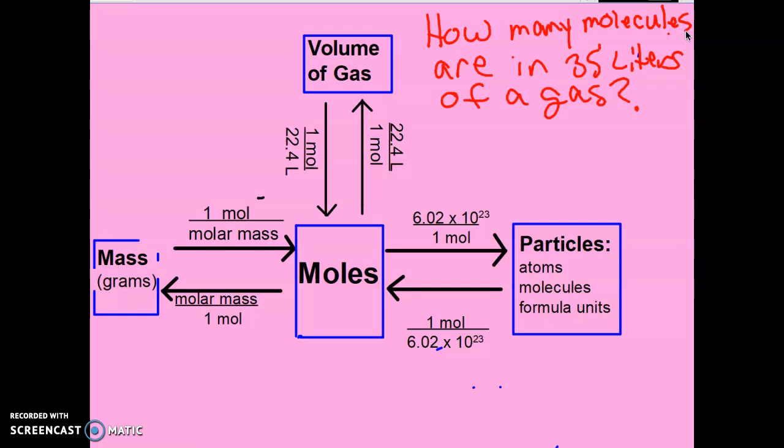You will notice I didn't tell you what gas it was. But here's the brilliant part of this, because this doesn't involve finding any molar mass or anything like that. It doesn't matter what gas, right? You can see it's the same conversion factor that goes from volume of a gas to moles, for any gas. And then, of course, from moles to particles, again, doesn't matter. So this is pretty simple to set up.